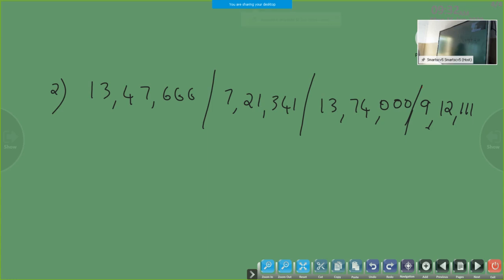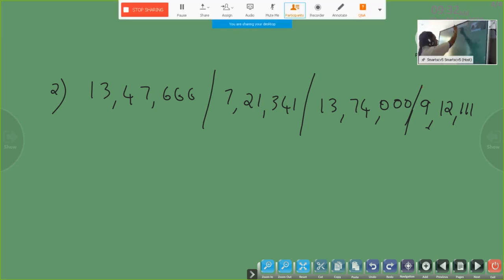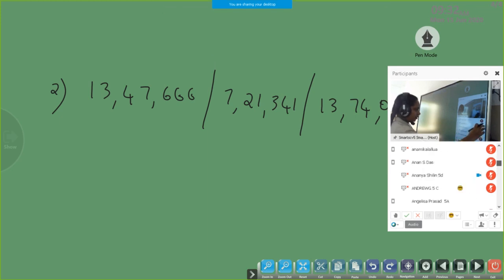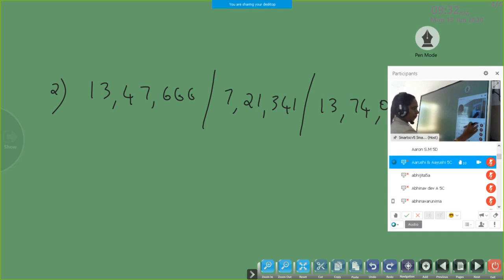Arush and Ayushi of 5C. Can you tell me the answer? Can you mute your microphone, Arush? Okay, both of you are twins? Oh, so who is going to give the answer? Ayushi. Okay, Ayushi, can you give the answer?